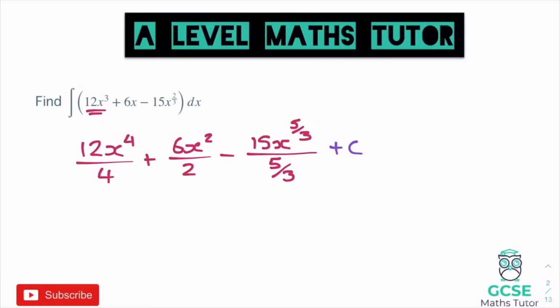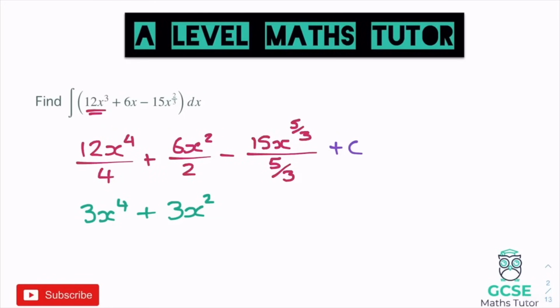These first two look okay. We've got 12 divided by 4, which is 3, so that's quite nice. We get 3x to the power of 4 for the first bit. The next bit, we've got 6 divided by 2, which is 3 again, so 3x squared. And then this bit isn't so nice. You've got 15x to the power of 5/3 divided by 5/3.